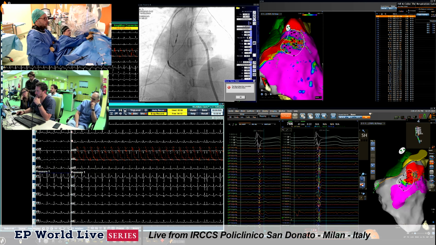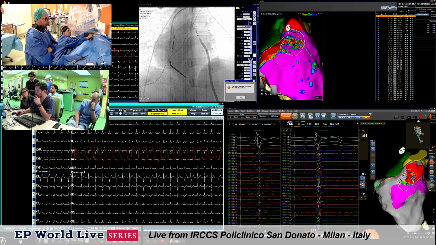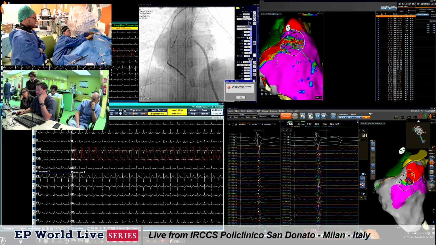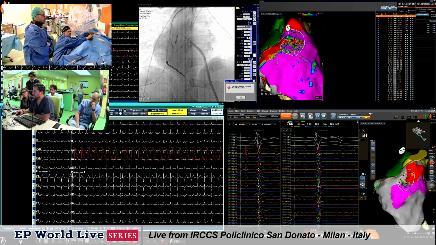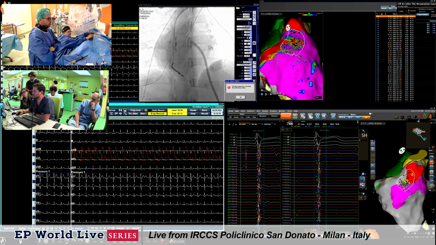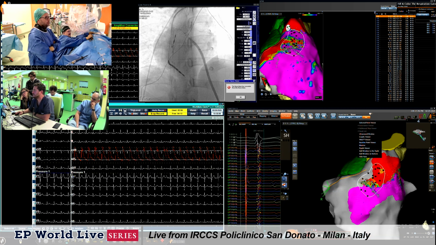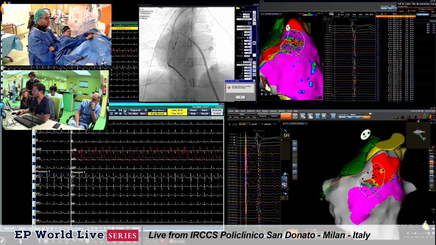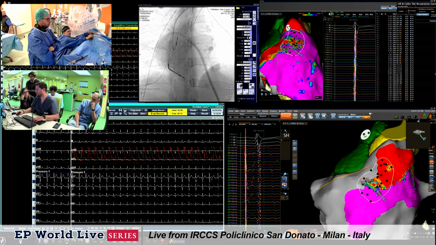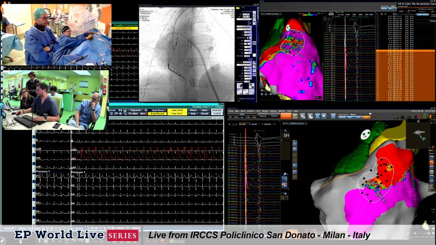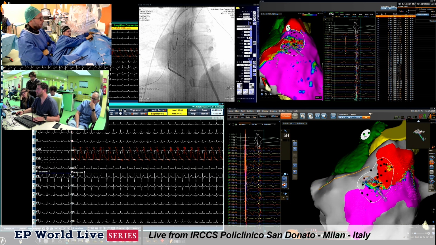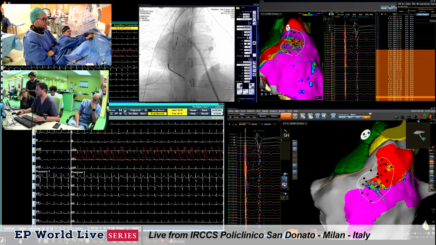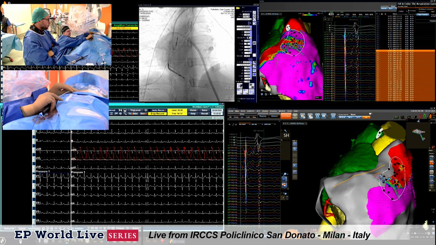So we clearly lost the late component. So we have homogenized the substrate. And this is the demonstration that we could homogenize the substrate by radiofrequency ablation.